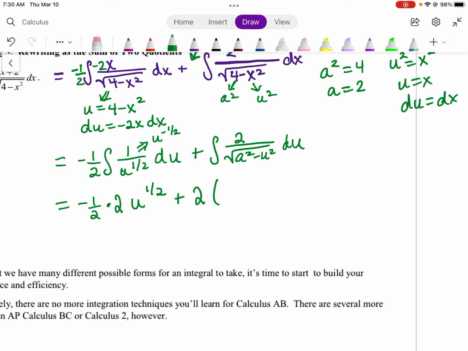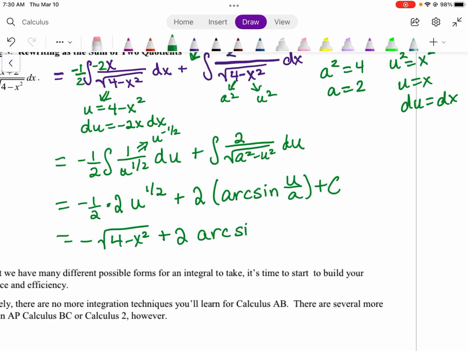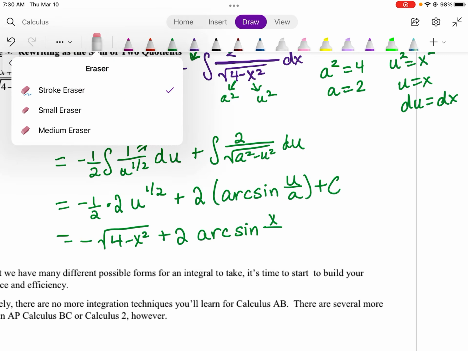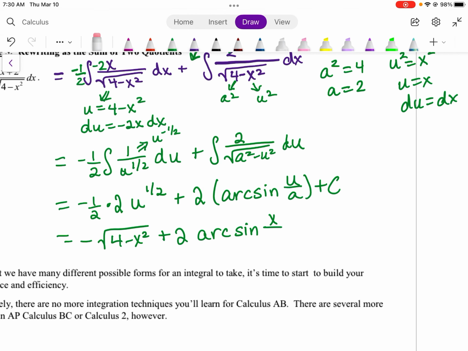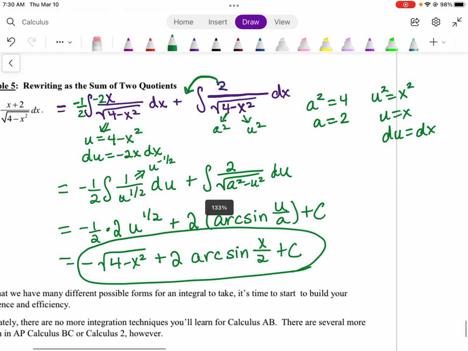And then I'll have the arc sine of u over a plus c. And we'll finish that off with the negative square root of 4 minus x squared plus 2 arc sine of x over a. Oh, a was 2. Let me fix that. Grab my green pen. There we go. Plus c. Now, we're good there.